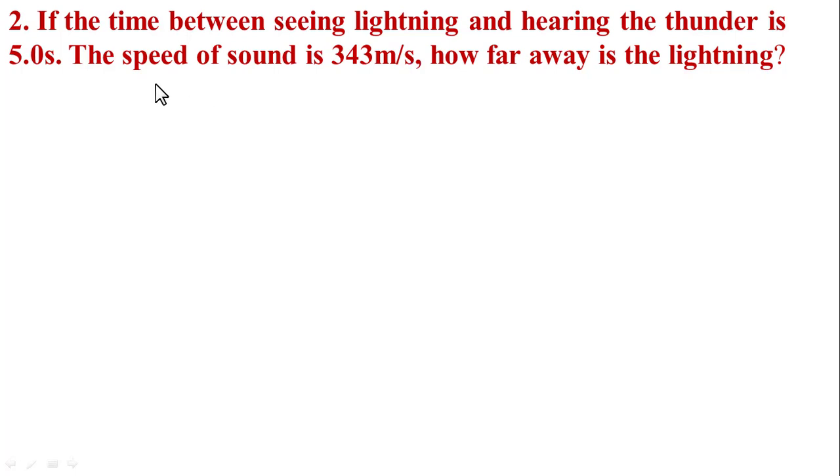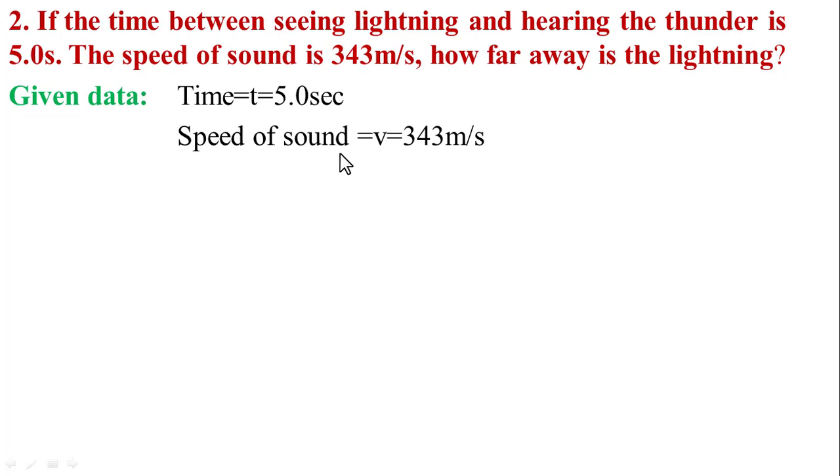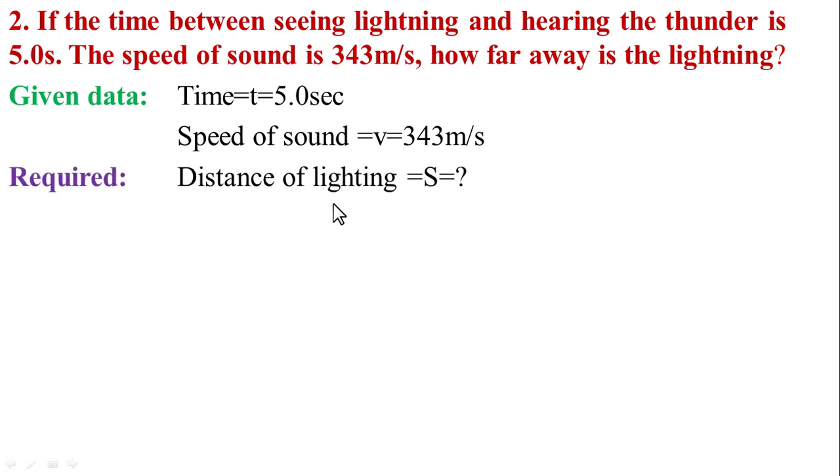Now in question number 2, if the time between seeing the lightning and hearing the thunder is 5 seconds, and the speed of sound is 343 meter per second, how far away is the lightning? According to the statement, given data: time t is equal to 5 seconds and speed of sound v is equal to 343 meter per second, and we require the distance of the lightning, s is equal to question mark.